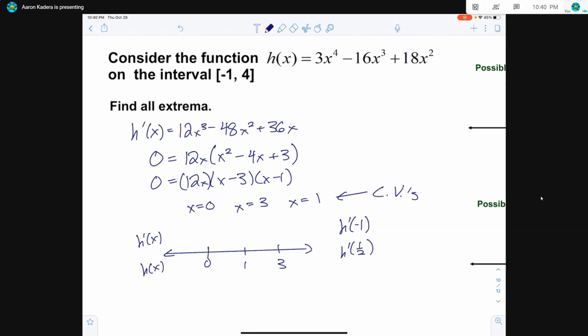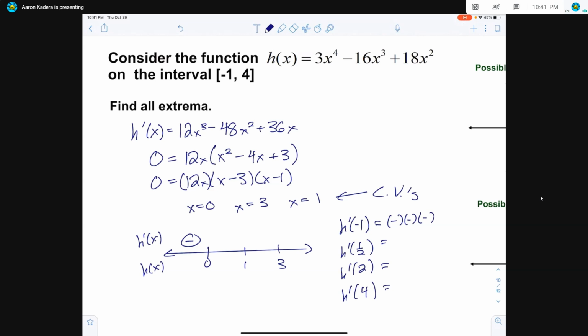And something between 1 and 3. So let's go h prime of 2. And something larger than 3. So h prime of 4. Don't have anything weird roots this time. So let's see how we're doing. Okay, if I plug in a -1, I'm going to have a negative thing times a negative thing times a negative thing, which will be a negative thing. So my derivative overall is negative in that region.